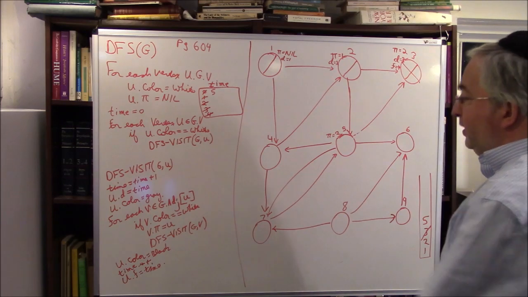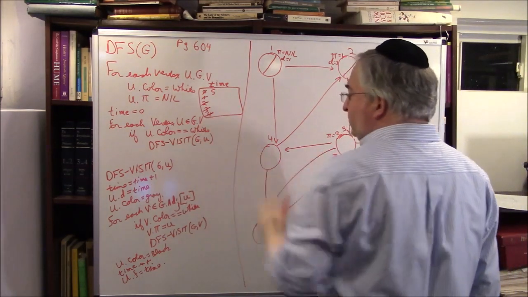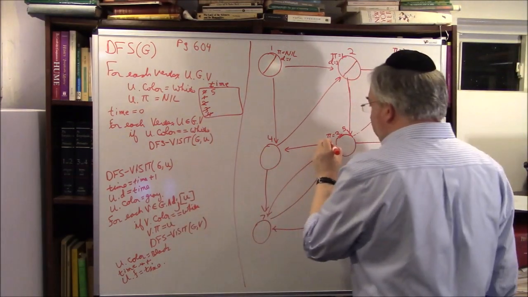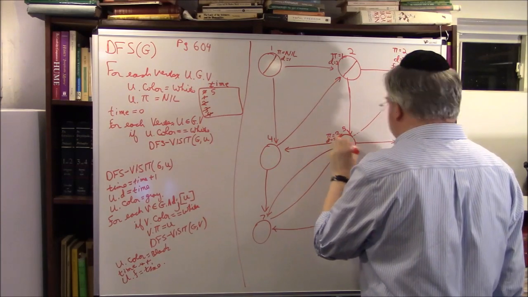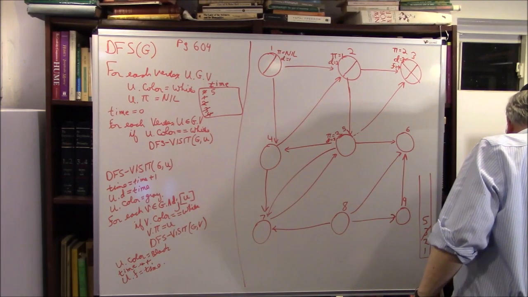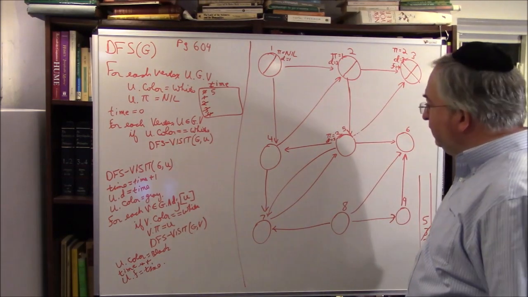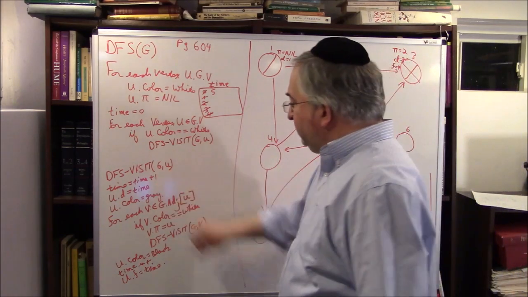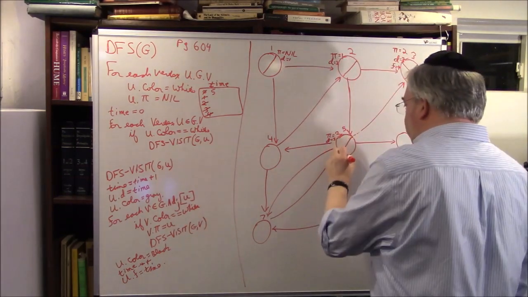Great, I'm sorry. So fine. Time is equal to time plus 1, that's 5. Discovery is 5. So not only is he 5, he is 5, right? So far so good. Color is gray, we make him gray.